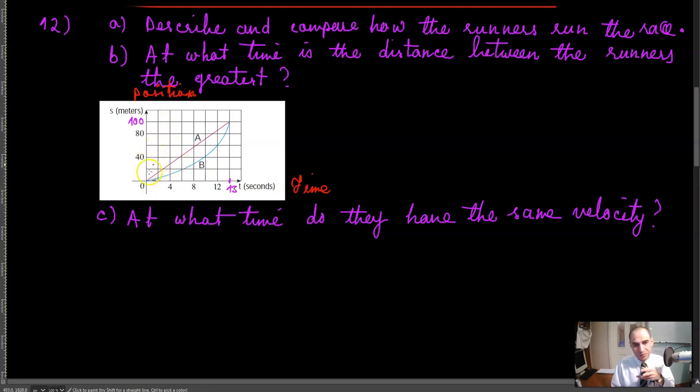And so the graph for runner A, you can see that it's a straight line, right? It is a straight line, meaning that the runner is not changing its velocity. For example, in 4 seconds, from 0 seconds to 4 seconds, he or she moves a distance of somewhere about 30 meters. So that's 30 meters in 4 seconds. Again, from 4 seconds to 8 seconds, he goes from 30 meters to somewhere over here.